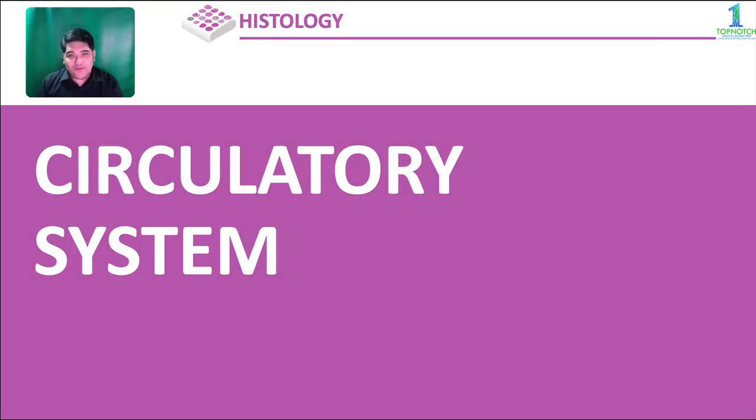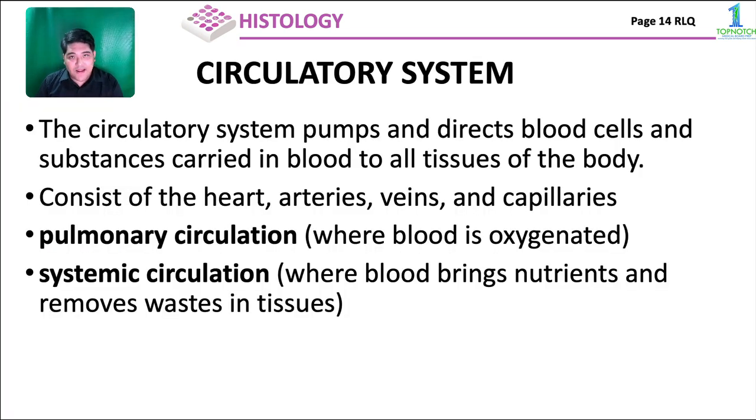Welcome back to part 2 of histology. This time, we are going to talk about the system-based approach to histology, beginning with the circulatory system. Hopefully, with the basic types of tissues, mas madali na natin maintindihan 'to because we'll just be discussing one by one yung component of the different organs. Okay? So, alam naman natin, di ba, na ang circulatory system is the one that pumps and directs blood cells and substances carried in blood to all tissues of the body. So, it contains heart, arteries, veins, and capillaries.